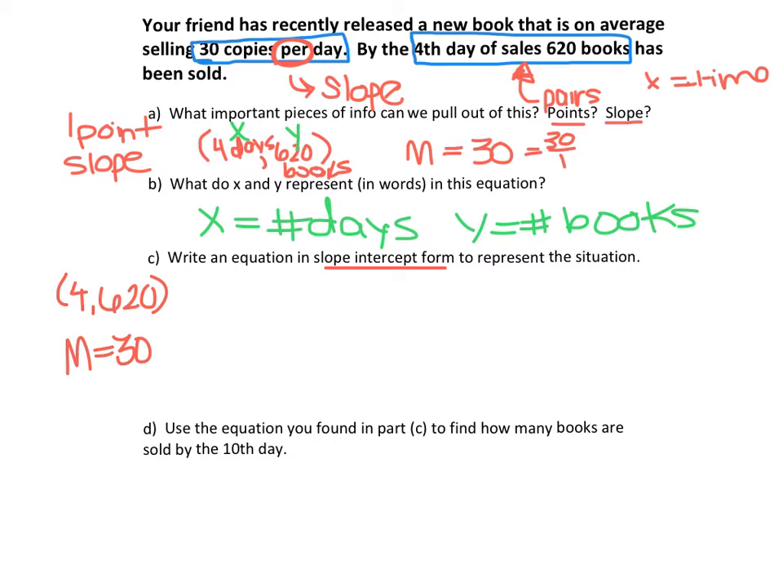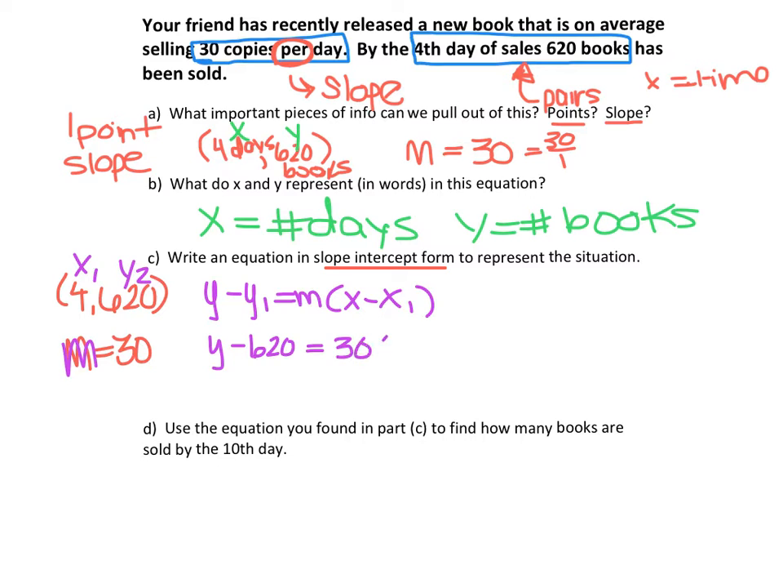So if I go to point slope form, I know that in point slope form, it's y minus y1 is equal to my slope times x minus x1. Well, here I have x1 and y1, and I have my slope. So I substitute in my values, and I have y minus 620 is equal to my slope of 30 times x minus my x1, which is 4. So now I have this equation written in point slope form, and my goal is to rewrite this into slope-intercept form. So I need to rewrite this into y equals form.